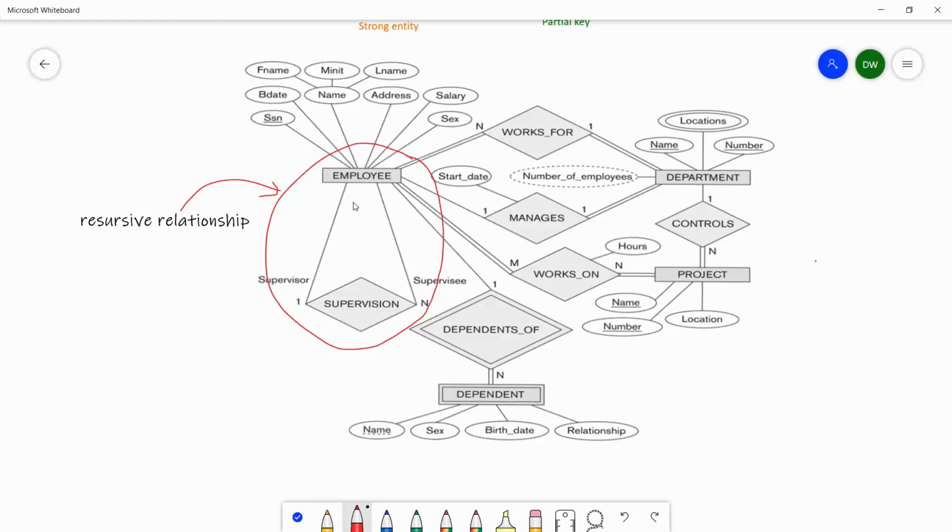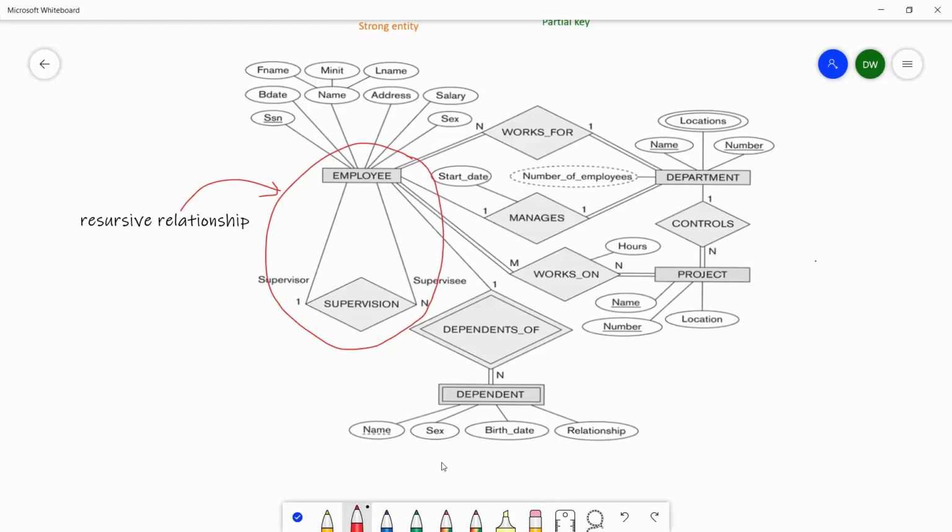So here what we mean is one employee is supervised by a supervisor, so there is a supervisee and a supervisor. Both of these are employees, right? The supervisor is an employee as well as the supervisee is an employee. That's why we have this kind of relationship, which has the sides connected to the same entity. In that case, we call this a recursive relationship, right? So that is the other thing you have to recognize in this diagram.